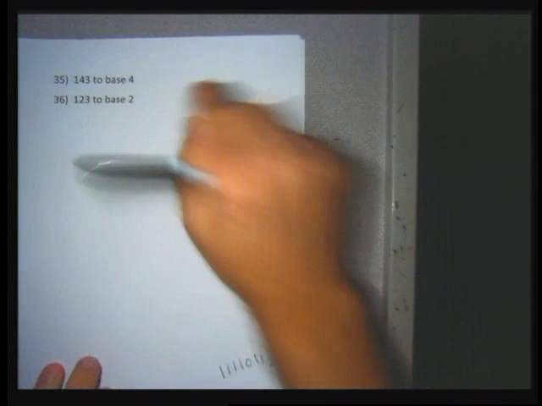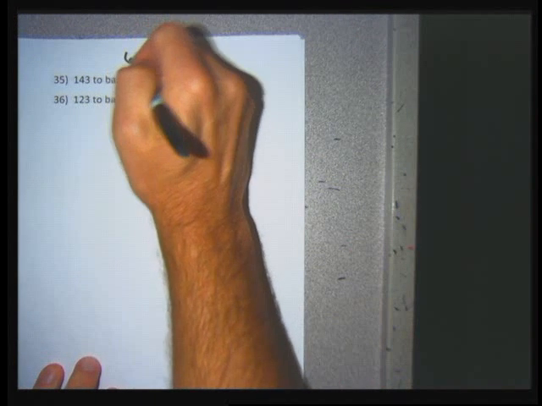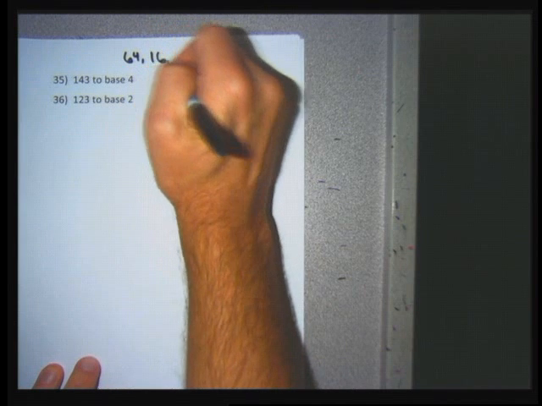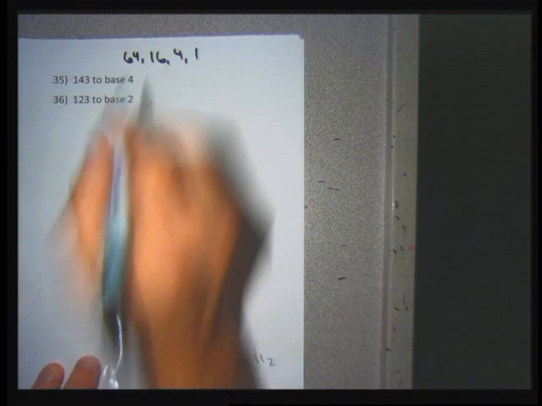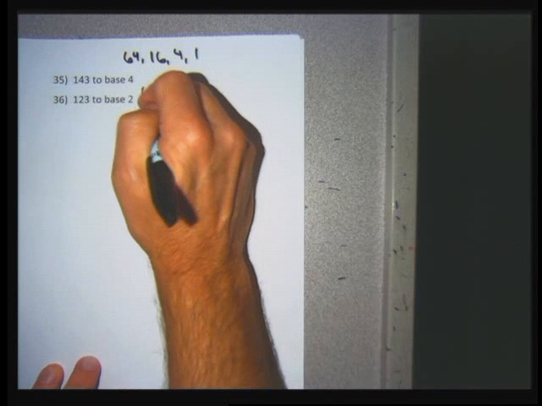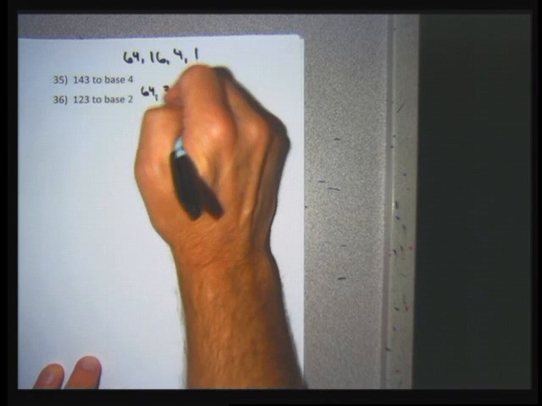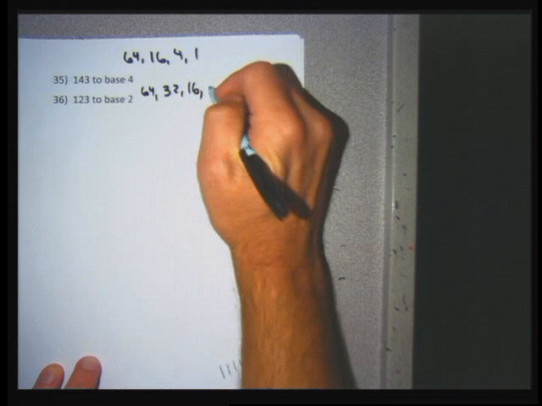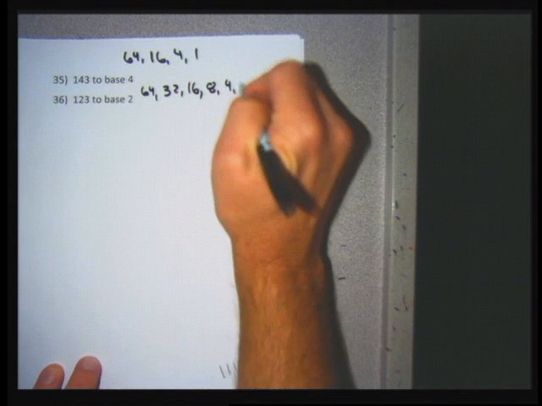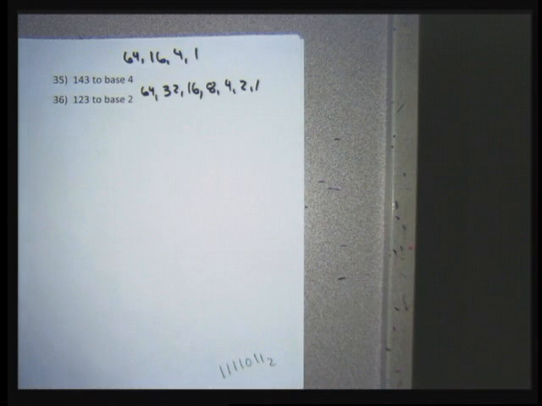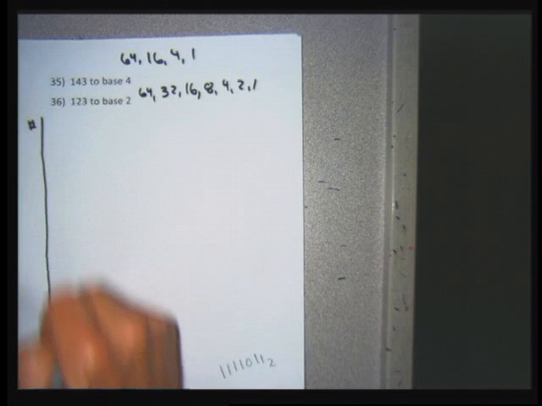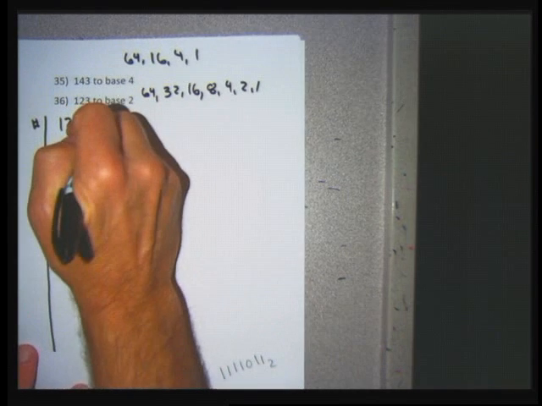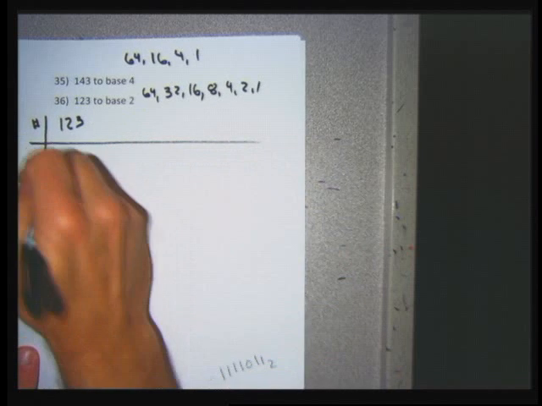For your problem, you're going to need 64, 16, 4, and 1. For my problem, I'm going to need the powers of 2, and I'm going to need 64, 32, 16, 8, 4, 2, and 1. Base 2 is the worst. So let's start off with my original number, which is 123, and then I need a power of 2.